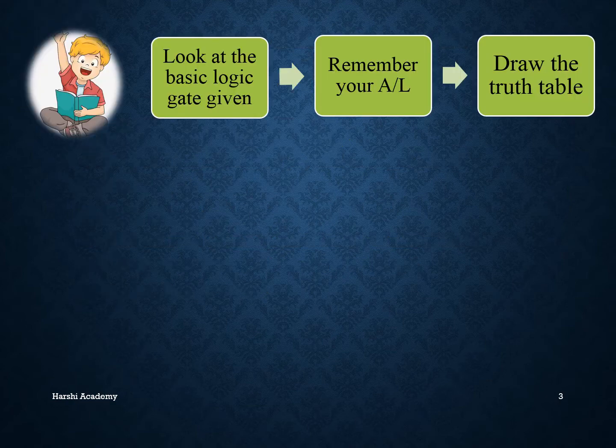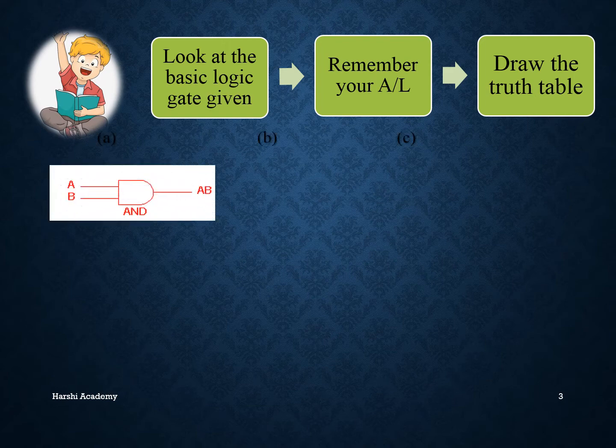Let's do a little exercise. Now, if you don't have a book and pen, then stop the video and take a book with a pen. Look at the basic logic gate given, then remember your A level and draw the truth table. First one, AND gate. Then stop the video and draw the truth table for AND gate.